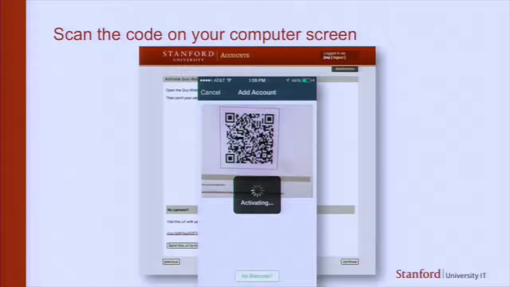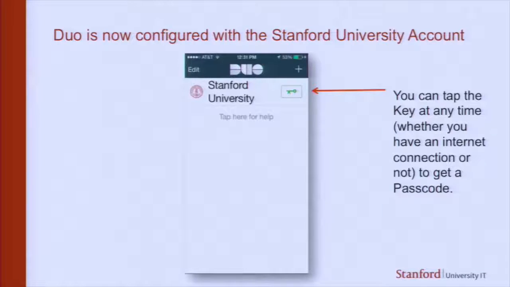Go to your Safari browser on your phone or your Chrome browser, and go to accounts.stanford.edu and do a setup there. Once they do that, they don't have to scan something. They just go to a website, and then that website gives them the account. But this is the default way. And so that's what it looks like when it's done.